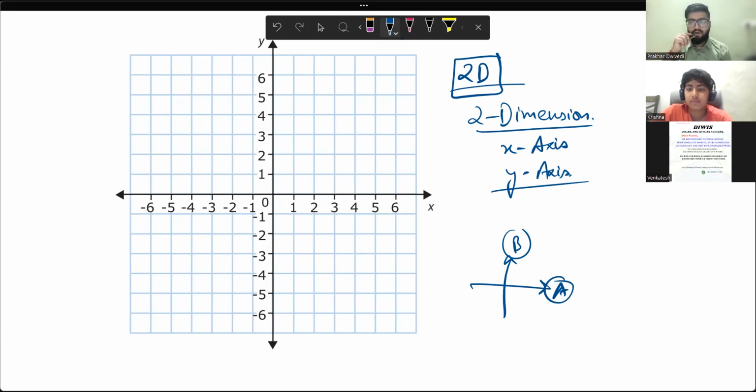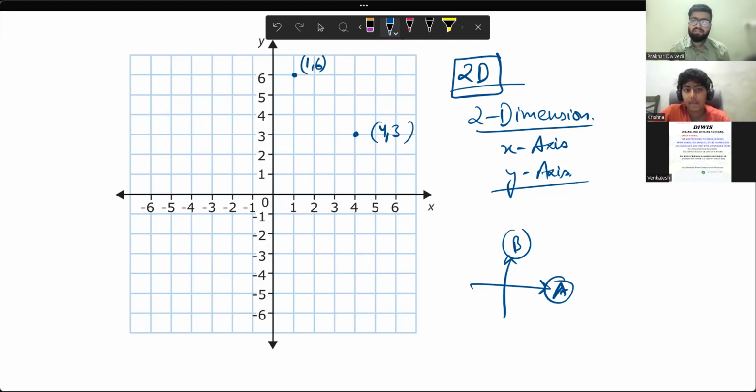Now, if we plot a point here, let's suppose I'm plotting this point. Can you tell me what is the coordinate of this point? That's 4, 3. Okay. So if I plot a next point, let's suppose here. That's 1, 6. So that is your 4, 3, and that is your 1, 6.